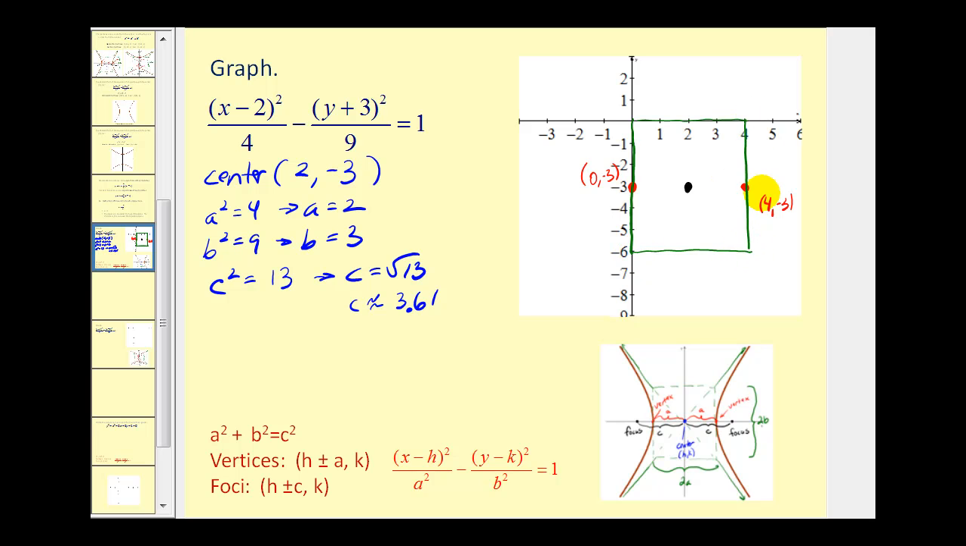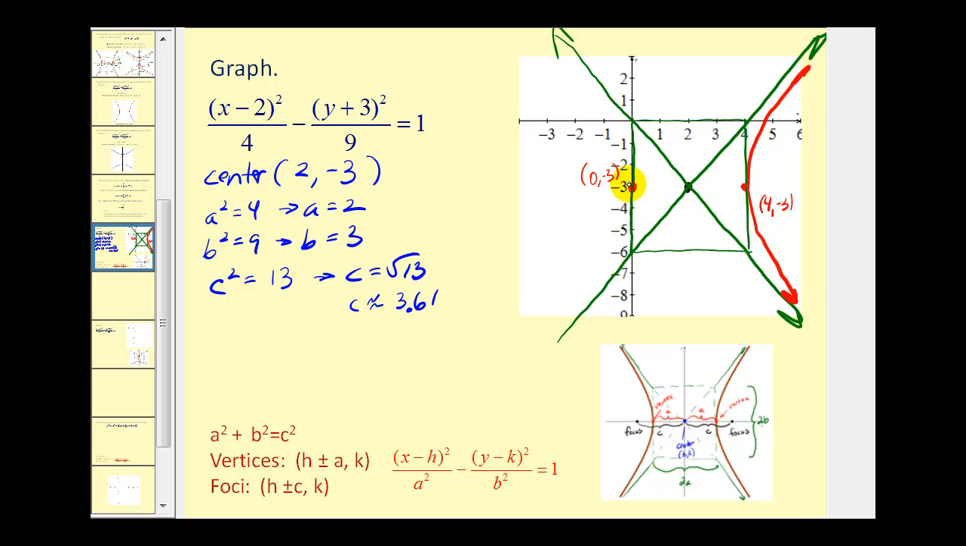And again, the diagonals of this rectangle will be the asymptotes of the hyperbola. So let's go ahead and sketch those. Believe it or not, this is enough information to make a nice sketch of this hyperbola because we know each piece is going to approach these asymptotes. So it's going to look something like this and also something like this.